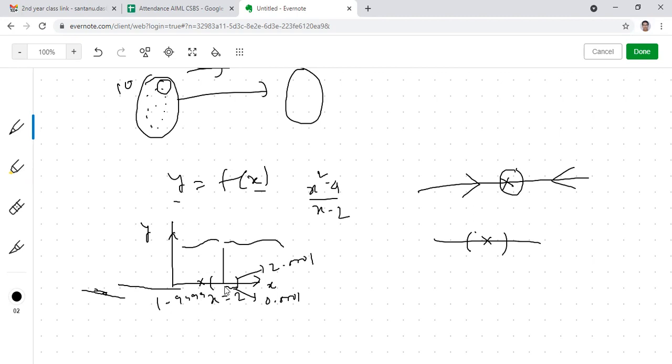So at all other points in that interval, apart from x equals 2, the function is defined. If you put 2.001 here, you'll get a value of y. If you put 1.999, you'll get a value of y. Apart from x equals 2, if you put any other value inside that interval, you will get the functional value.